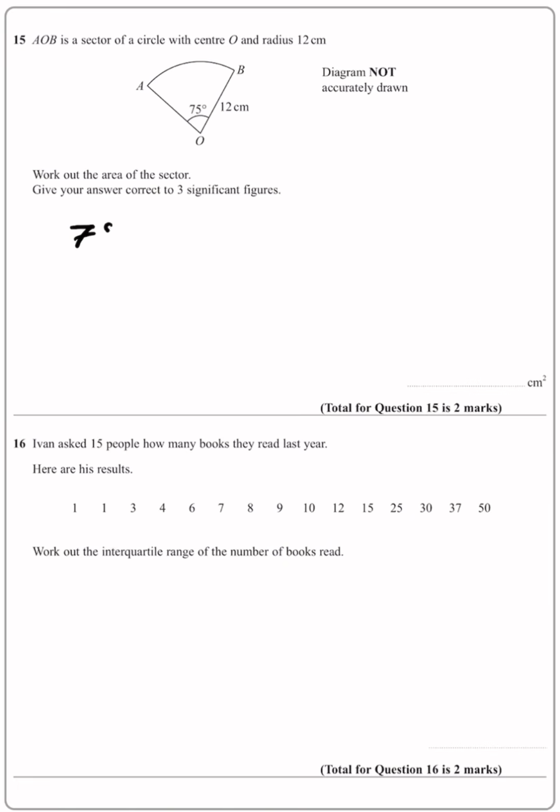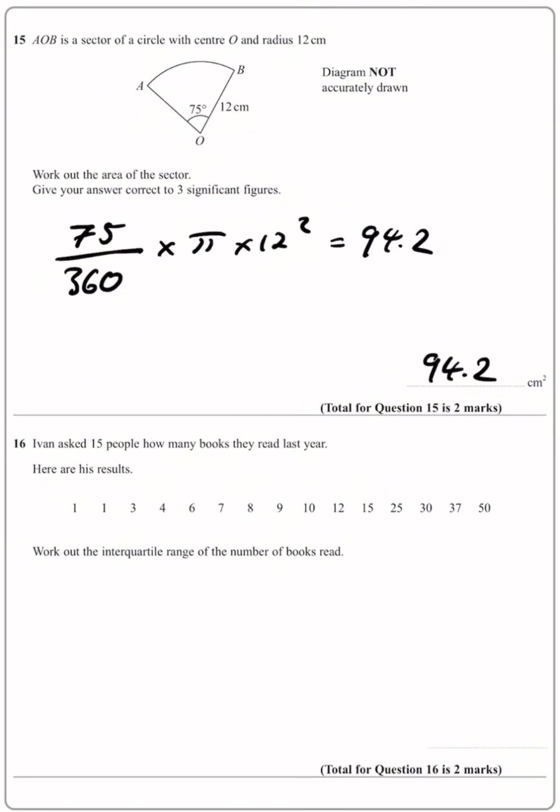Question number 15, finding the area of a sector of a circle. We've got theta over 360 of pi r squared, so 75 over 360 times pi times 12 squared. Plug that in, you get 94.2 centimeters squared.